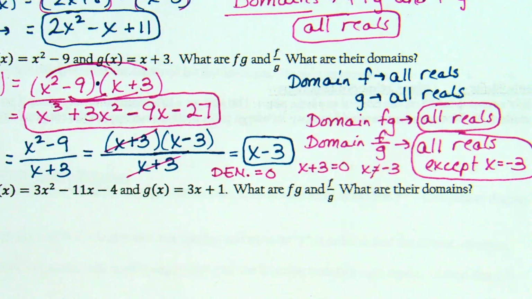Okay, you got what you need there? So for the most part, when we're adding, subtracting, multiplying, domain of F, domain of G, that's going to create your domain of the final result. Division, watch out for that fraction. Okay? Are we ready to try D?